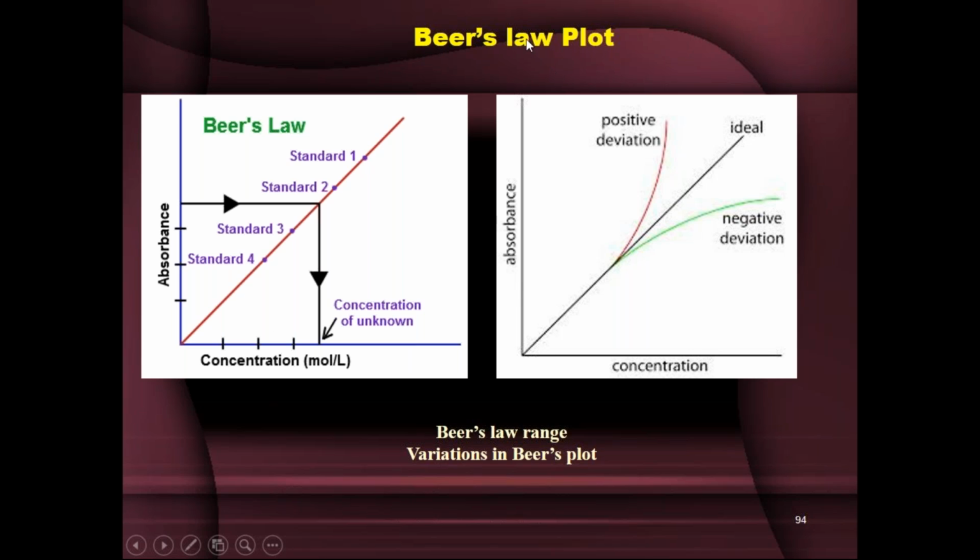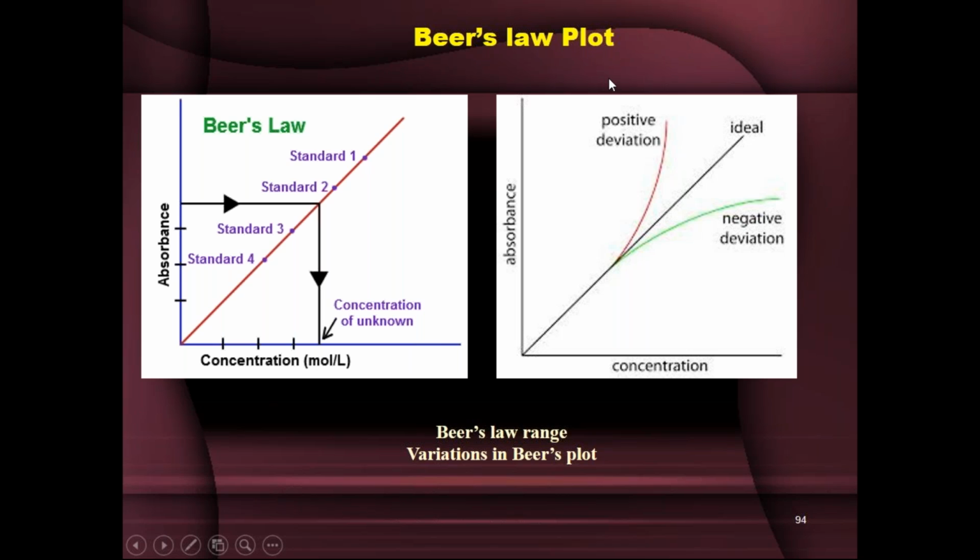Now we go further. We'll see what a Beer's law plot is, because for quantitative analysis by UV-visible spectroscopy, we make use of the Beer's law plot. In short, we refer to it generally as Beer's plot. What is Beer's plot? It's a graph, a plot of absorbance on the y-axis versus concentration on the x-axis. So this is what you see in this picture, absorbance on the y-axis versus concentration on the x-axis.